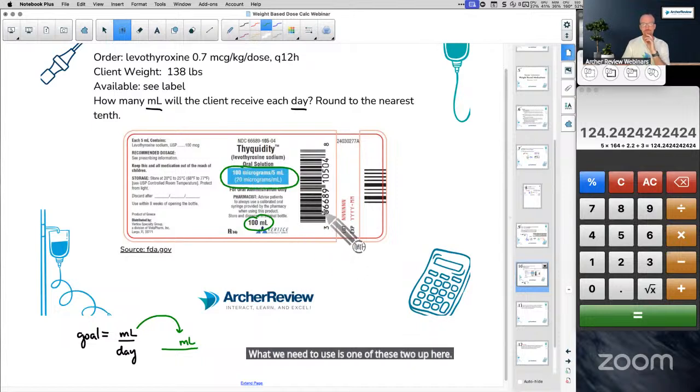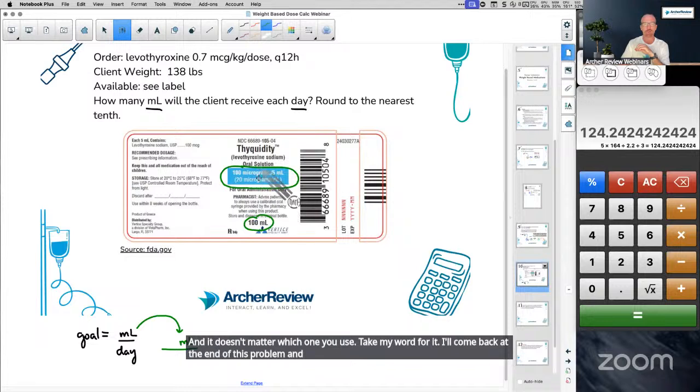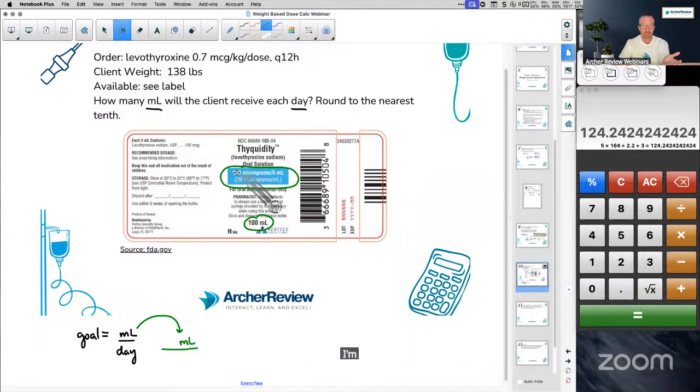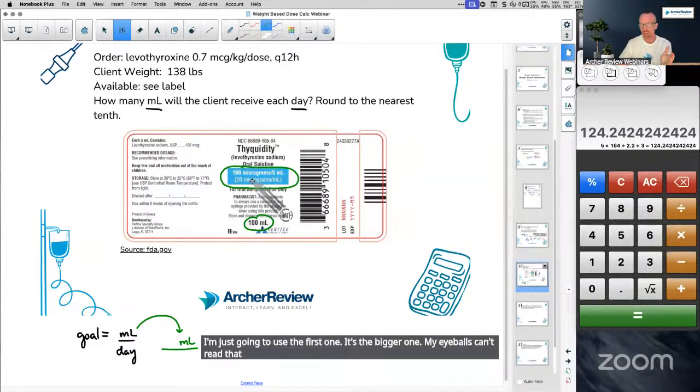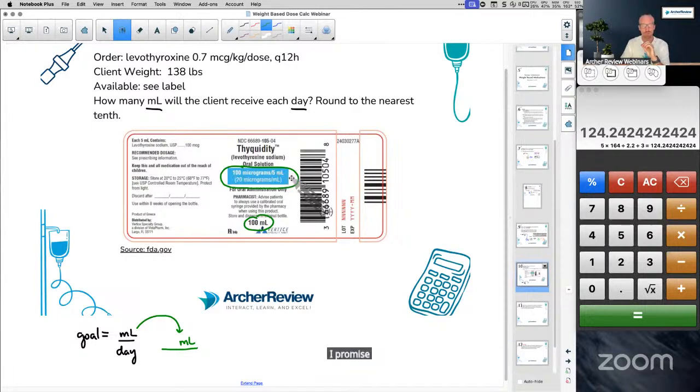What we need to use is one of these two up here. And it doesn't matter which one you use. Take my word for it. I'll come back at the end of this problem and I'll show you why it doesn't matter which one you use. I promise. I'm just going to use the first one. It's the bigger one. My eyeballs can't read that tiny fine print, that thin font. I'm going to use this big one with the bold letters. I promise you, you can use either one though.